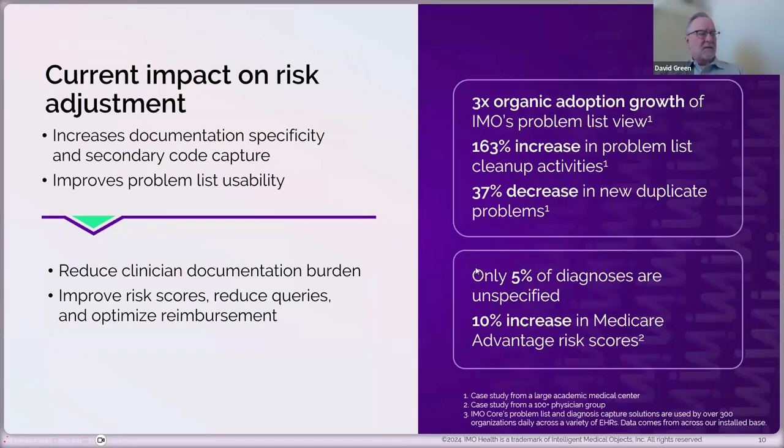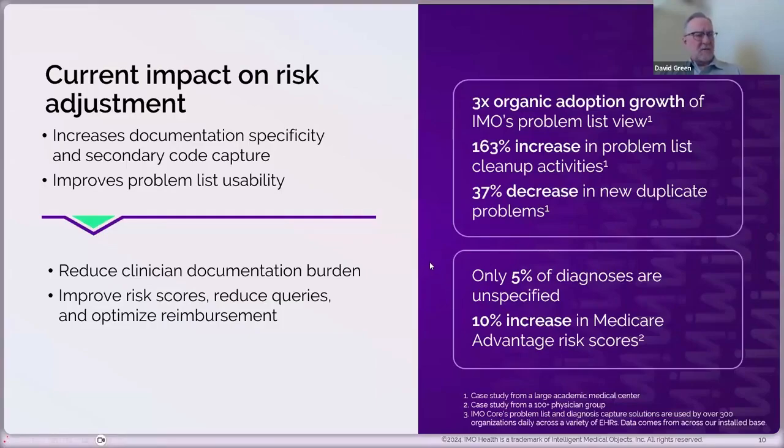Increased document specificity is something that is a key component of unoptimized data, inadequately documented data that impacts the workflows for your risk adjustment programs. This includes secondary code capture. If you just have an unspecified diagnosis, then obviously you're not going to have secondary code capture because of that.